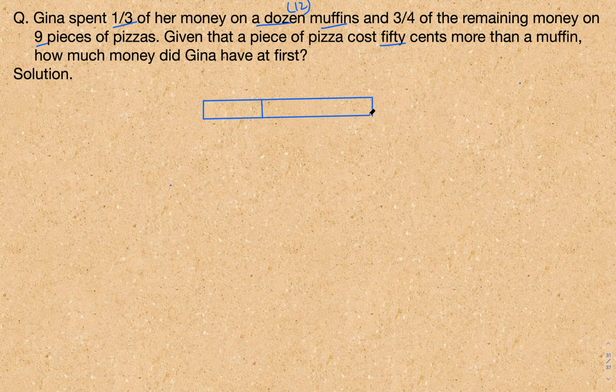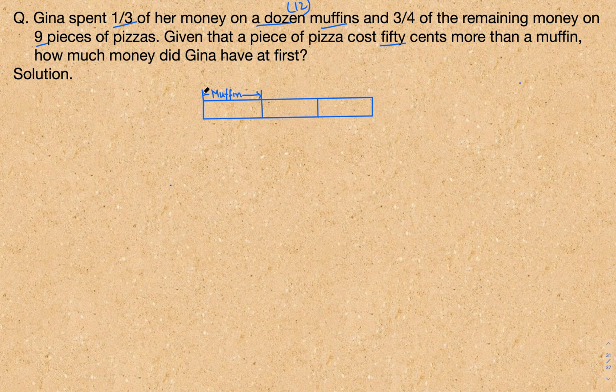Okay, so yeah, it's better, right? So let's say these are the 3 parts of her money, and she spent 1/3rd of her money on muffins. So let's say she has spent this much, 1/3rd. This is 1/3 of the whole money, right? So she has spent this much money on muffins. So yeah, let's represent it here.